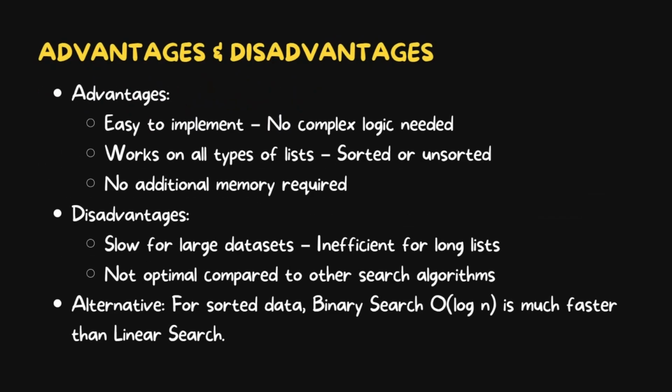Some of the advantages and disadvantages are, so the advantages include easy to implement, there is no complex logic needed, works on all types of lists, sorted or unsorted list. It doesn't matter, it works on all types of list. No additional memory is required. So some of the disadvantages are slow for larger datasets, it is inefficient for long lists, not optimal compared to other search algorithms. So some alternatives include, for sorted data, we can use binary search, which is order of log n, much faster than linear search.